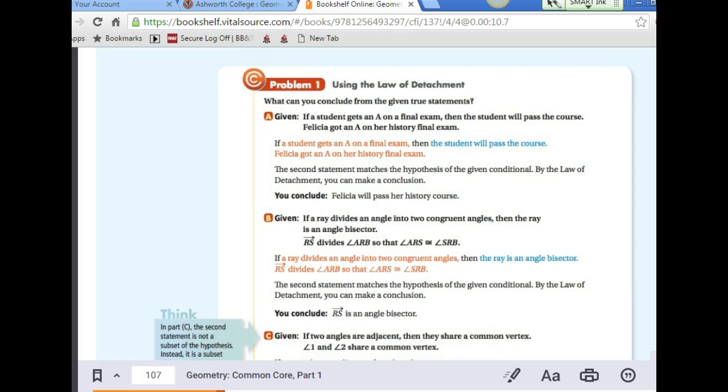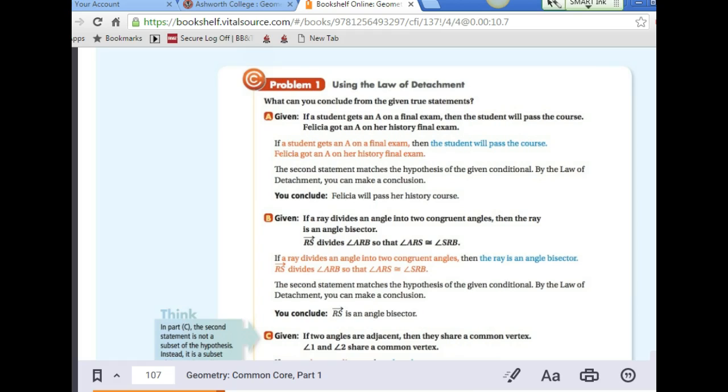A says, given if a student gets an A on a final, then the student will pass the course. Then the second statement says, Felicia got an A on her history final exam. Now, these are talking about if-then statements. So if the hypothesis is a student gets an A on her final exam, then the conclusion is the student will pass the course. Well, the second statement has to do with A. Felicia got an A on her exam. That's why they're both in red there.